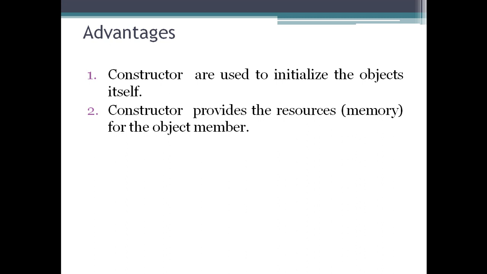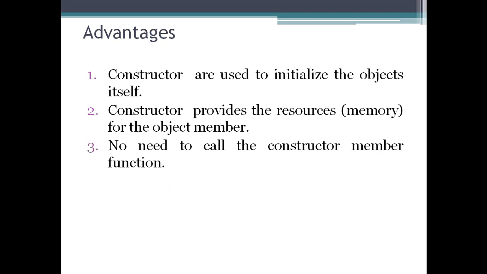So constructor constructs a memory. A constructor adds a memory. That's why a constructor will provide the resources, or we can call it memory, for the object members. And again, there is no need to call the constructor like a member function, as we saw with the previous characteristic. A constructor cannot be called because it is automatically invoked, unlike the normal member functions. That is one of the advantages of a constructor.